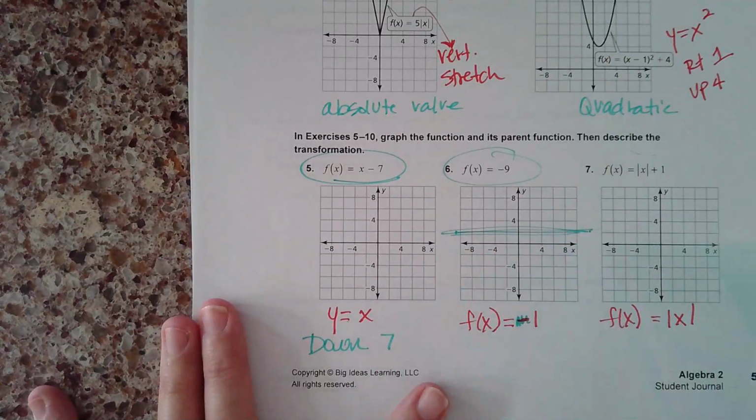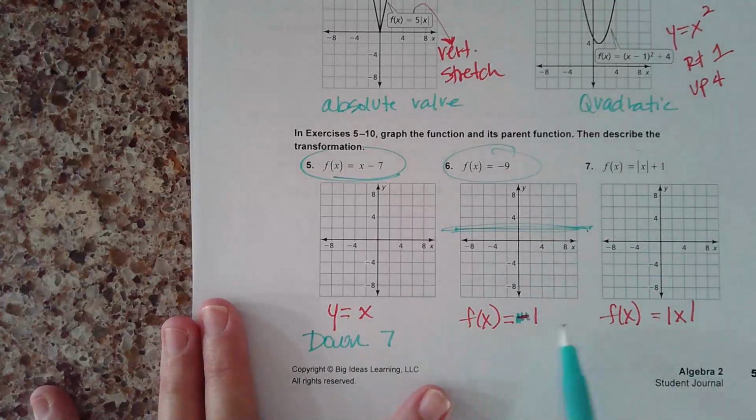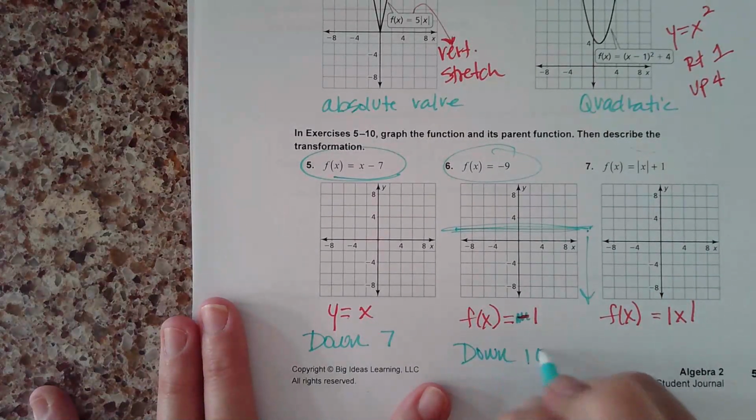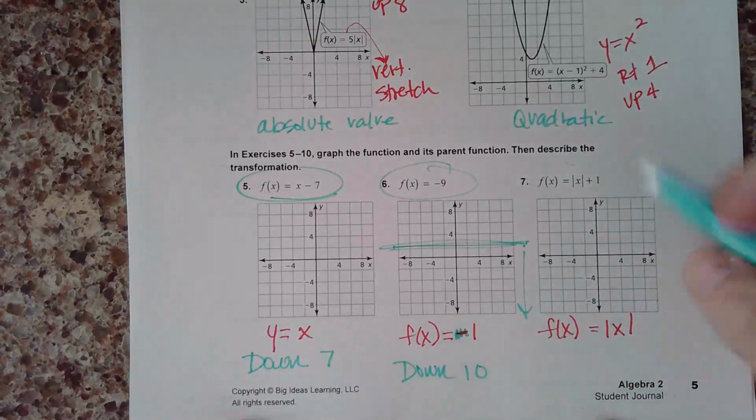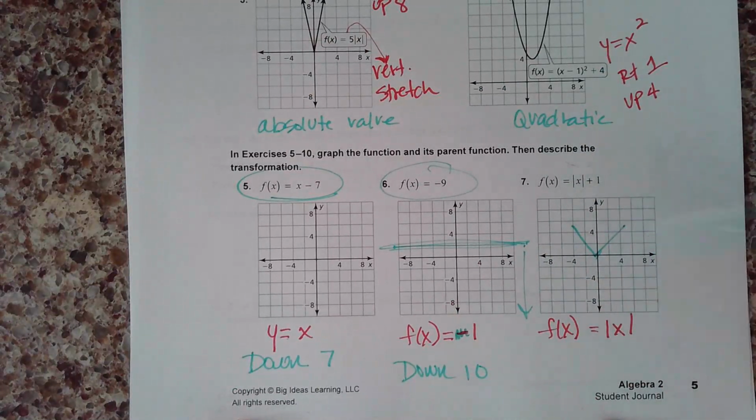Normally positive 1. If I shift it, if I'm now at negative 9, that's a shift of down 10. So it went from positive 1 down to negative 9, which is a shift of down 10. And then your absolute value, so again, remember that's that V-shaped graph. We can look at it.